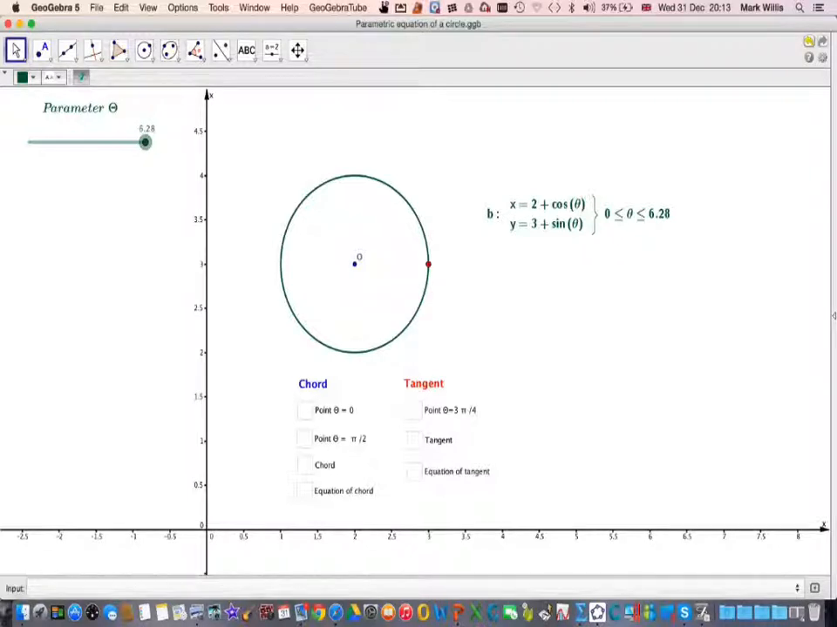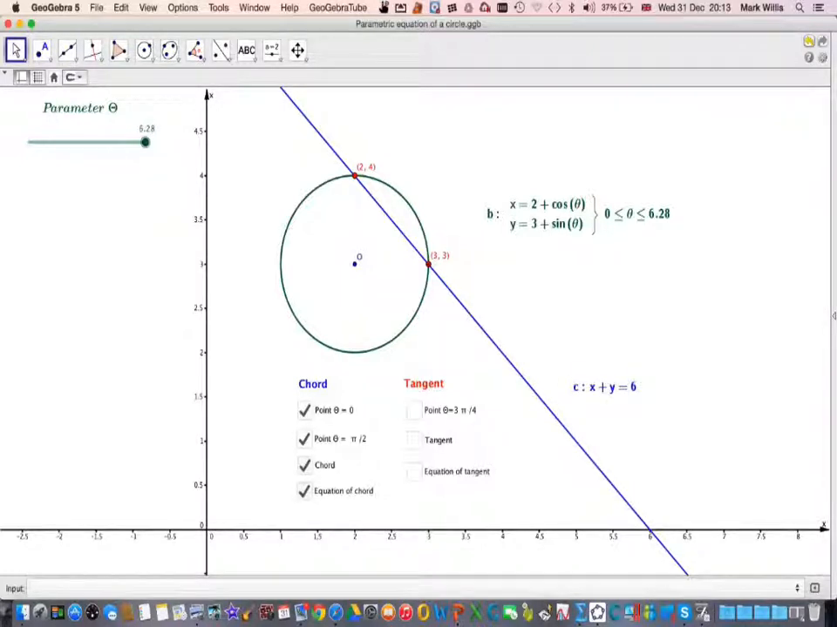See it there. Okay, now when theta is equal to 0, we get a point here, we knew that to be 3, 3. We can add a point here, and we know that to be 0.24. Okay, if I click this one, it will actually draw the chord, and this will give me the equation of the chord, which is written in this format, x plus y is equal to 6. Same as what we got, y is equal to minus x plus 6.